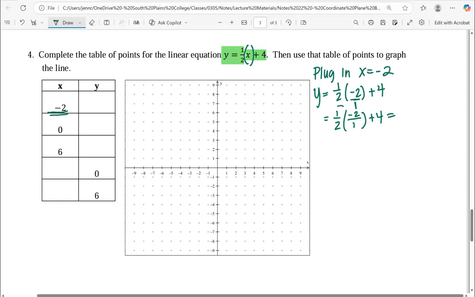When you do that, multiply across the top. 1 times -2 is -2. Multiply across the bottom. 2 times 1 is 2. But thankfully, that simplifies out nicely. -2 divided by 2 is -1. Plus 4 is 3. So I got a y-coordinate of 3 to finish off that ordered pair.